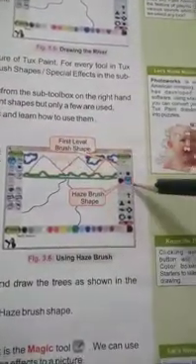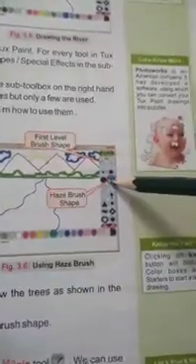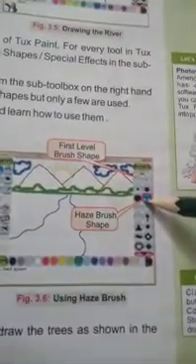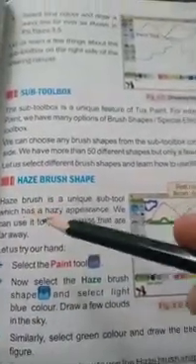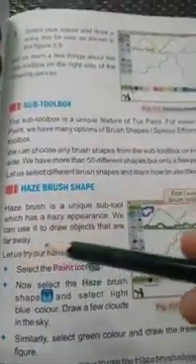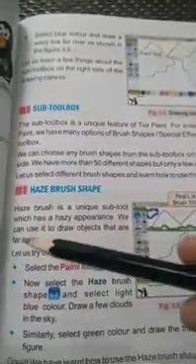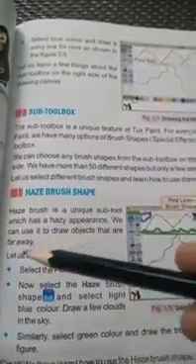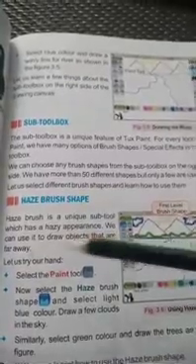Next topic, haze brush shape. This is figure 3.6 using haze brush. This is the first level brush shape, the haze brush shape. For what purpose will we use this? Haze brush is a unique subtool which has a hazy appearance. We can use it to draw objects that are far away.